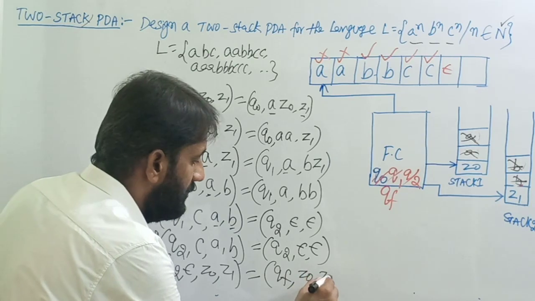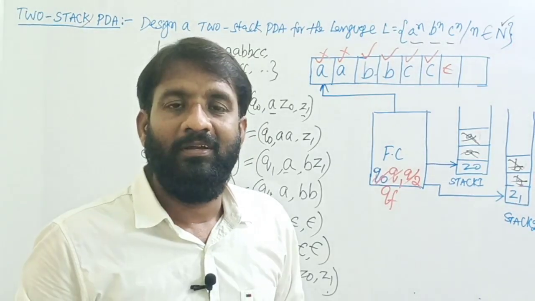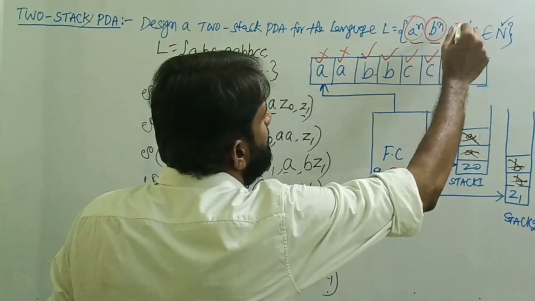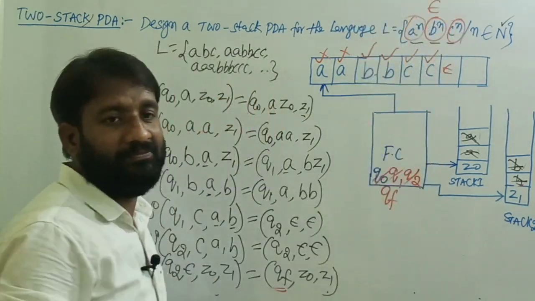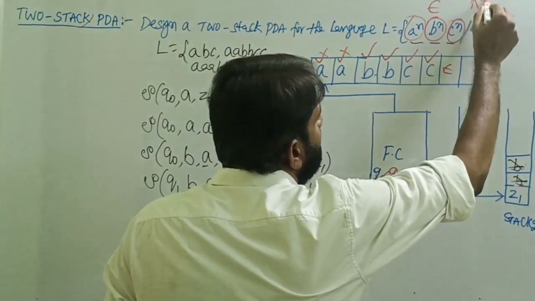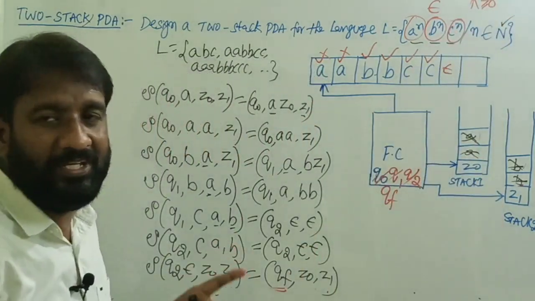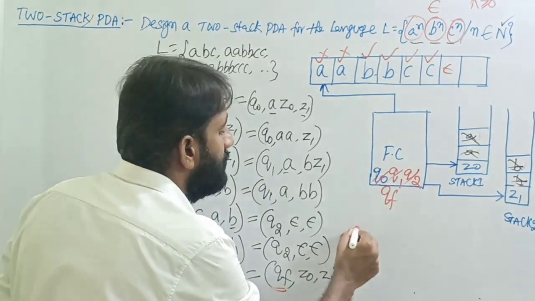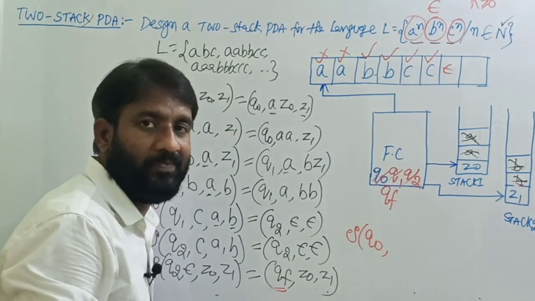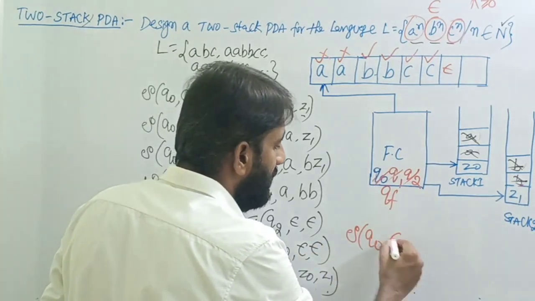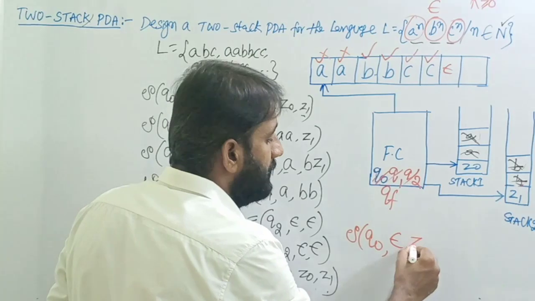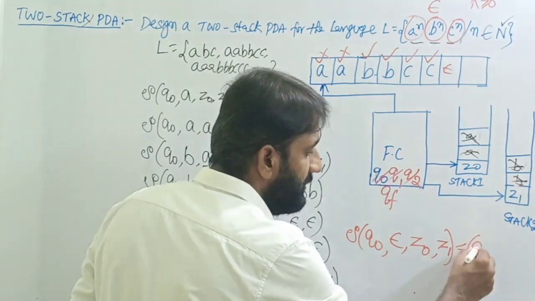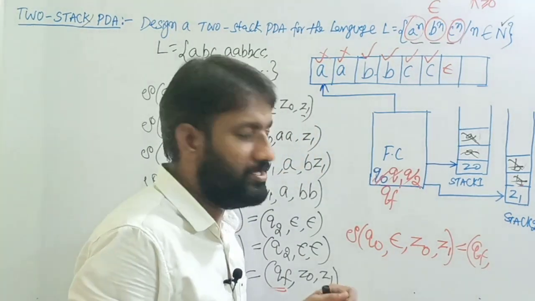So Z0 comma Z1. For example, let's assume that n equals 0, meaning that there are no A's, no B's, and no C's. What is the input symbol? Epsilon only. If I am given n greater than or equal to 0, with the same transitions, we need to add one more transition to meet this new requirement. So that is the transition of Q0, with no input symbol, or we can write it as epsilon comma, top of stack 1 is Z0, top of stack 2 is Z1, equals move to the final state QF without doing any operation on stack 1 or stack 2.